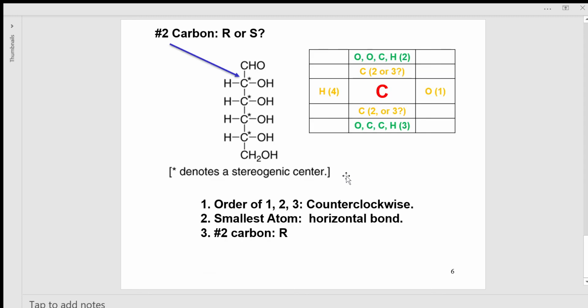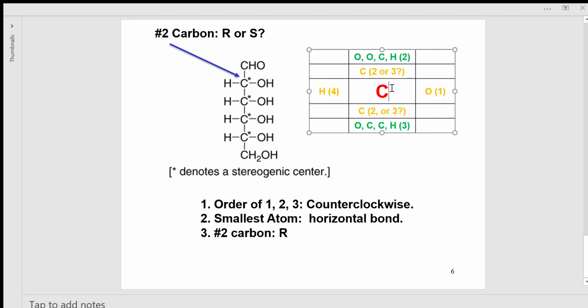Here is the way I use them. Everybody has a different way to decide if it is R or S. This is the way I used. This is similar to what we learned in your Chem 1. For example, we want to decide if this is R or S for the number 2 carbon here.